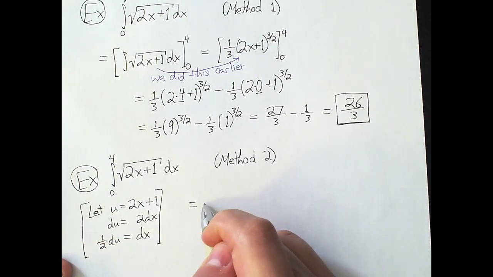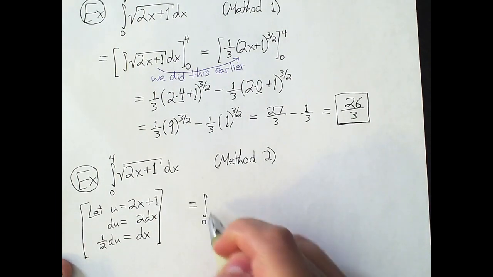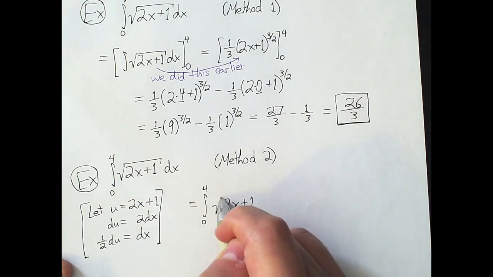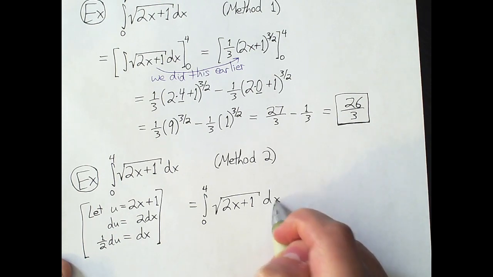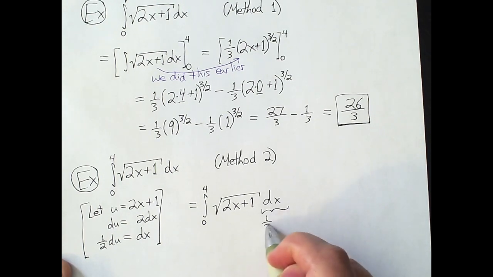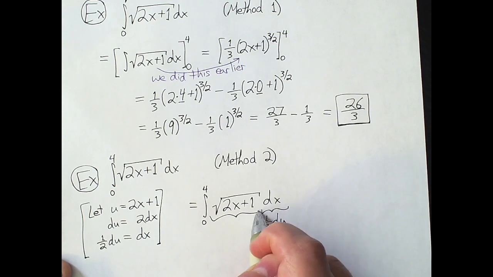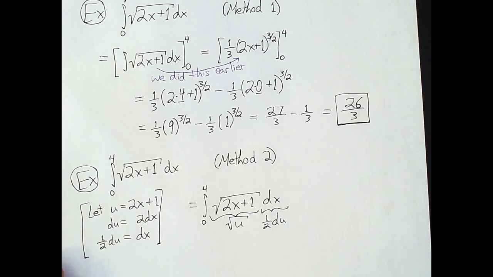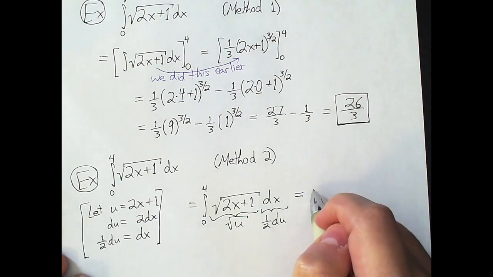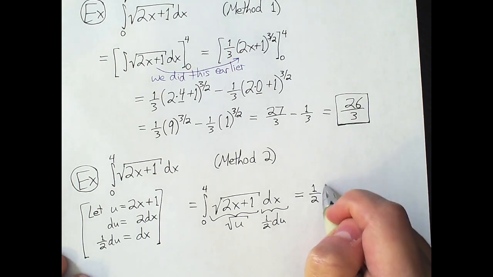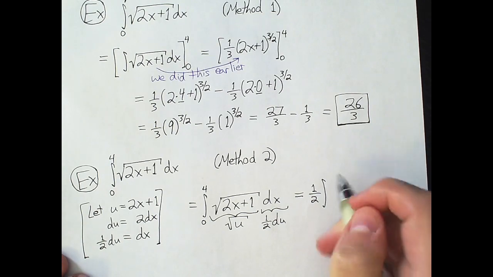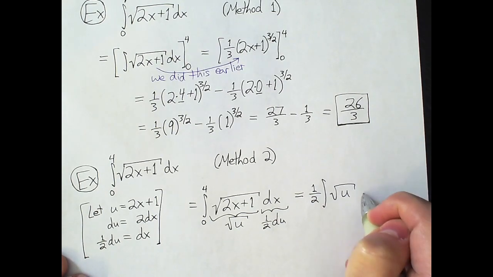So the problem then, the integral from 0 to 4 of the square root of 2x plus 1 dx. I'm thinking that the dx is going to get replaced with 1/2 du. The square root of 2x plus 1 here is going to get replaced with the square root of u. The 1/2 can get pulled out front. Integral sign, square root of u, du.